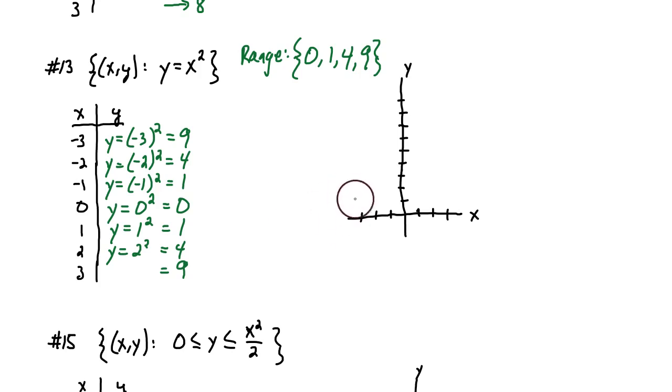Now let's graph. Negative 3, comma 9 is located up here because this is the 9th mark up. Negative 2, comma 4 is located here. This is the 4th mark up. Negative 1, comma 1 is here. 0, comma 0 is here. Here's 1, comma 1. Here is 2, comma 4. And here is 3, comma 9.